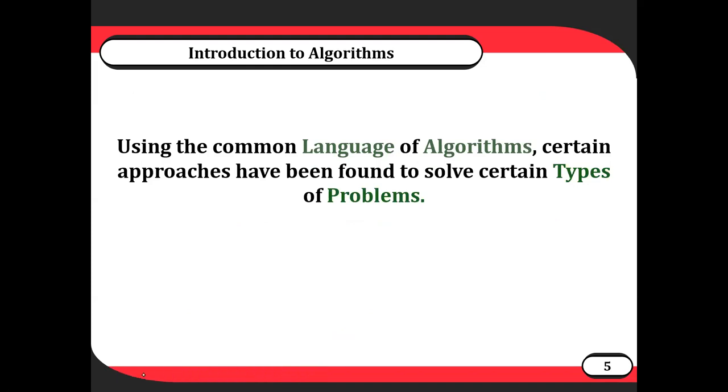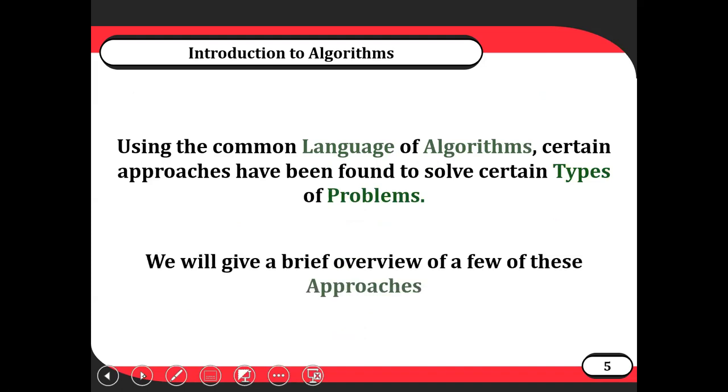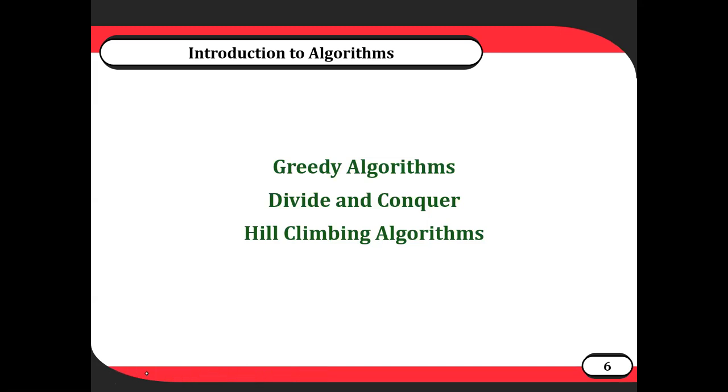Certain approaches have been found to solve certain types of problems. They don't always work, but on certain types of problems, they work actually very well. So we're going to talk about some strategies that you might use when you're trying to come up with an algorithm to solve some problem. We're going to talk about greedy algorithms, divide and conquer, and hill climbing algorithms. Divide and conquer is probably going to take up the most time. We're going to go back to sorting, and we've seen bubble sort and selection sort. We're going to now look at divide and conquer sort, and see how much better it performs than the things that we've learned so far.